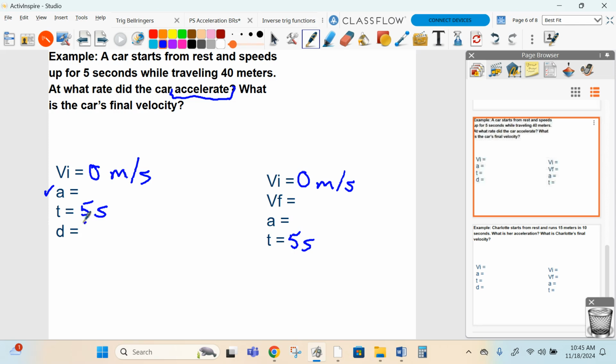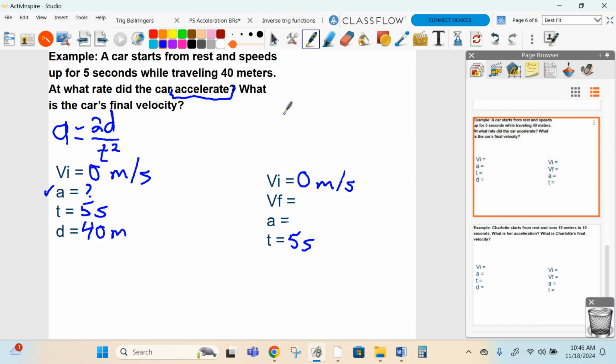Travels 40 meters. At what rate did the car accelerate? So as I take a look here, since I don't know the acceleration, but I know these 3 things, I'm going to start over here with this side first. Once I have the acceleration, then I can use that to solve for the final velocity. So solving for acceleration, 2d divided by t squared.